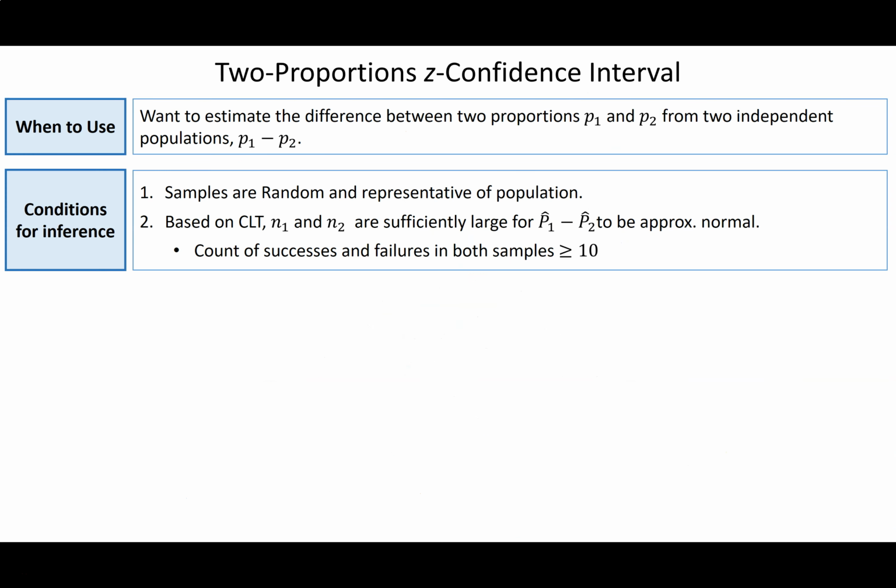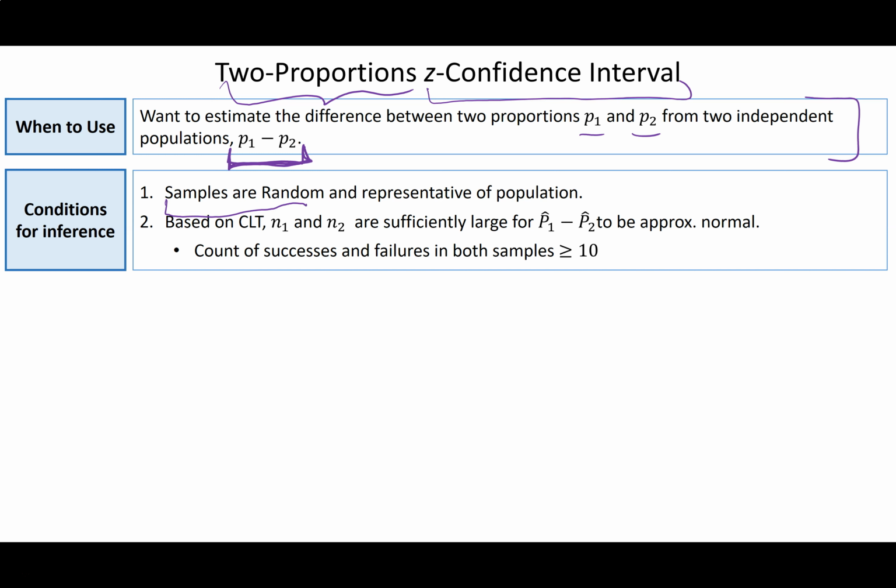So we're going to start with a confidence interval. In the next lesson, we'll do a hypothesis test. We use a two-proportion Z confidence interval for a difference in proportions when we want to estimate the difference between two proportions, so between p1 and p2, from two independent populations. So the parameter of interest is p1 minus p2. That's what we're interested in getting at.